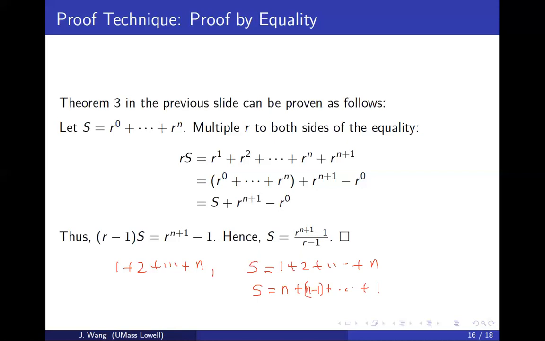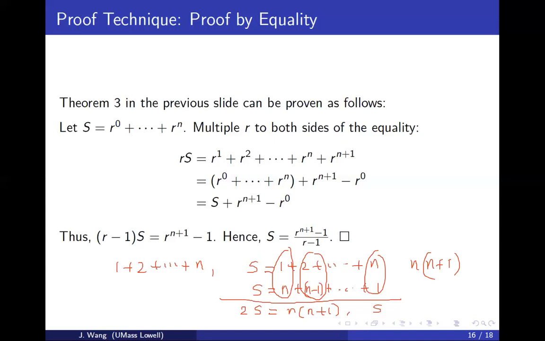So you add them up. On the left-hand side, you have 2S. And on the right-hand side, you look at each of these columns. Each column is equal to n plus 1, and you have n columns. So that means 2S is equal to n times (n plus 1). Hence, S is equal to n times (n plus 1) over 2. This is very useful, so I would like you to remember this technique.